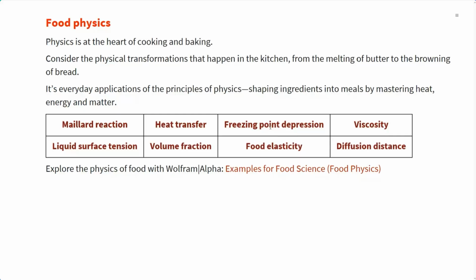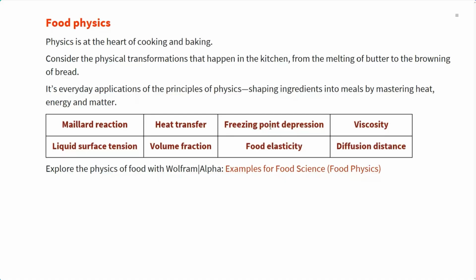And so we talk about the Maillard reaction for browning, liquid surface tension for creating emulsions like mayonnaise and vinaigrettes. We talk about freezing point depression for making ice cream, viscosity of honey versus ketchup, and how the ketchup never gets out of the bottle, viscosity.